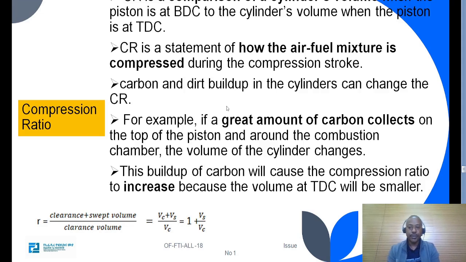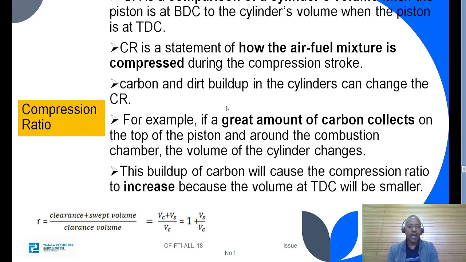Compression ratio is a comparison of a cylinder's volume when the piston is at bottom dead center to the cylinder volume when the piston is at top dead center. The compression ratio, or CR, is a statement of how much the air-fuel mixture is compressed during the compression stroke. Carbon and dirt buildup in the cylinder can change the CR.